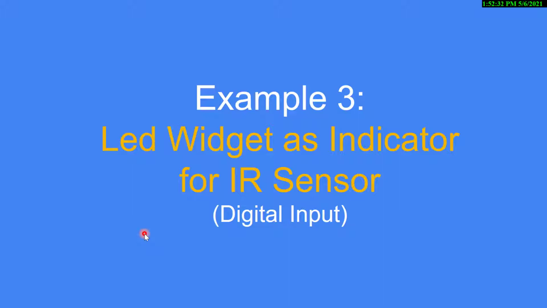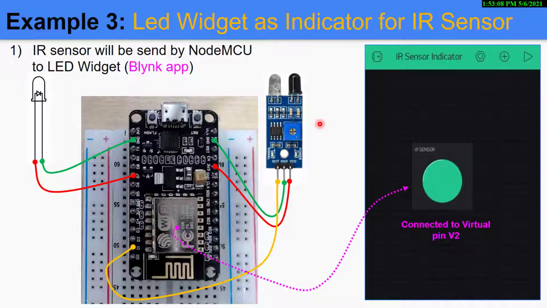Example 3, LED widget as the indicator for the IR sensor, which is the digital input. In this example, we just need two components: the IR sensor, which is used to detect an object, and also the LED as the indicator. We also can have an indicator at the Blynk app.